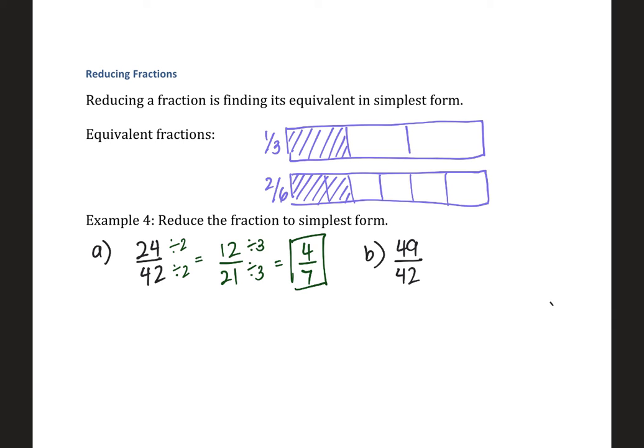49 and 42, I know both of these are divisible by the number 7. Divide both by 7. I'm left with 7 over 6. And again, these two have nothing in common, so that's the final one.